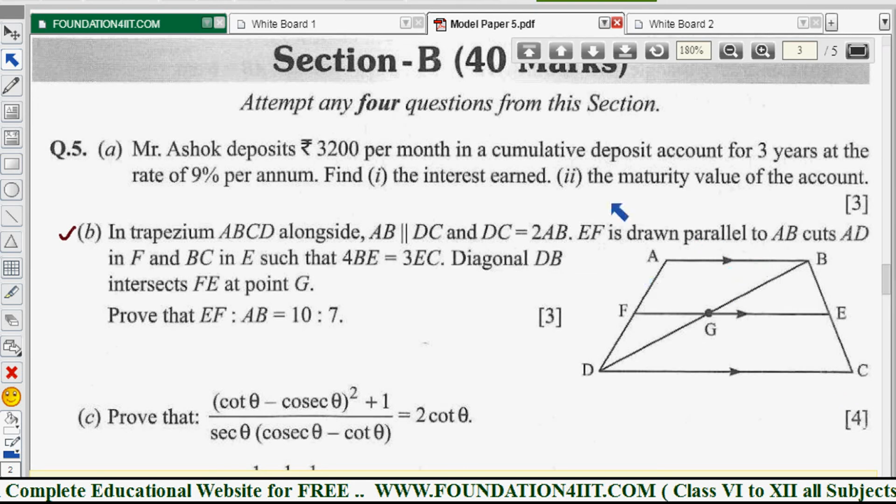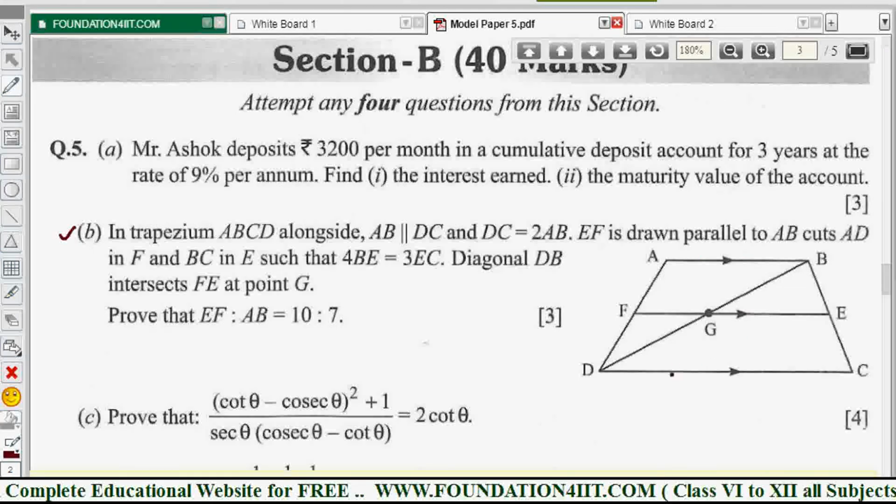EF is drawn parallel to AB and cuts CD at F and BC at E, and 4 times BE is equal to 3 times EC. Diagonal DB intersects FE at the point G. This is all given. Now we need to prove that EF to AB, the ratio, must be 10:7.